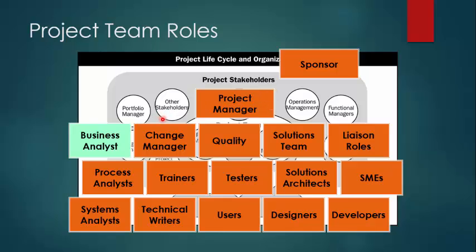You may have several different other roles like business analyst, change manager, quality department, which may have quality manager, QA lead, testers, and so on. A solutions team, a liaison roles, process analysts, trainers, testers, solution architects, SMEs, system analysts, technical writers, users, designers, developers, and so on. And this is not fixed. You may have different size of teams. If it's a small project or if it's a small company, you may have a smaller team. If it's a bigger project, you may have several people in the team. In fact, you may have more than one business analyst and maybe multiple testers and maybe multiple solution architects and so on. So it really depends on what kind of project it is or how many projects you're working on.